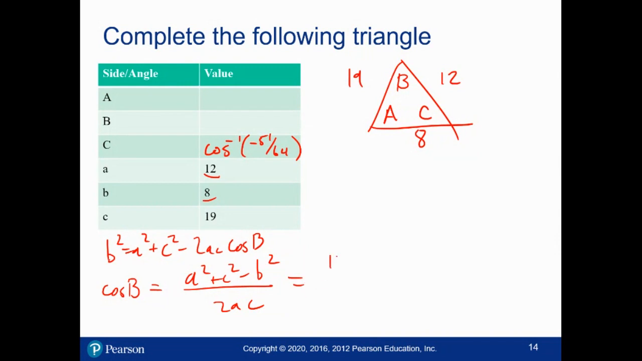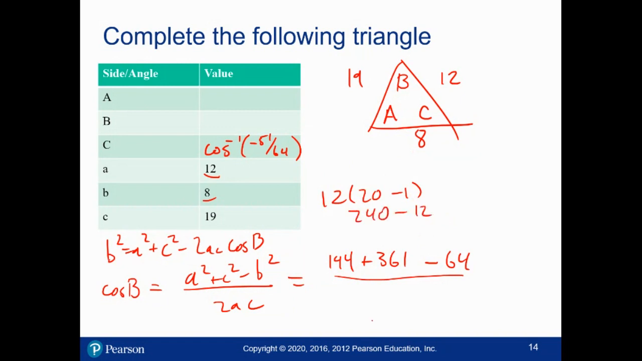Now I just have to compute a bunch of stuff. We get 144 plus 361 minus 64 over 2 times A times C. That involves 12 times 19. I'd really rather do 12 times 20, but 19 is just 20 minus 1. So that's 240 minus 12. That's easier. That's 228. So then I have to do, let's see, I'm actually going to do 144 minus 64 because that's easier because the 4's cancel. That just leaves behind an 80. 80 plus 361 is 441 over 228.